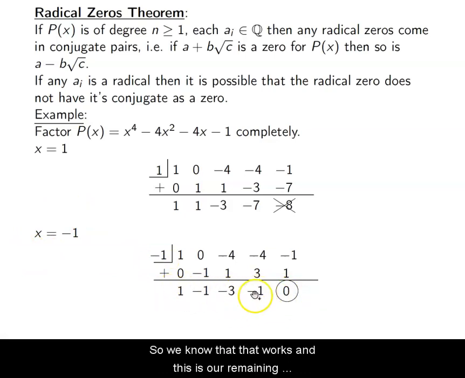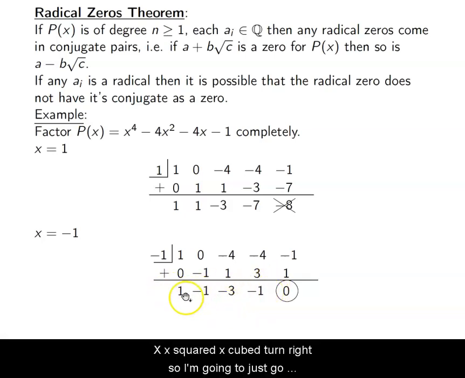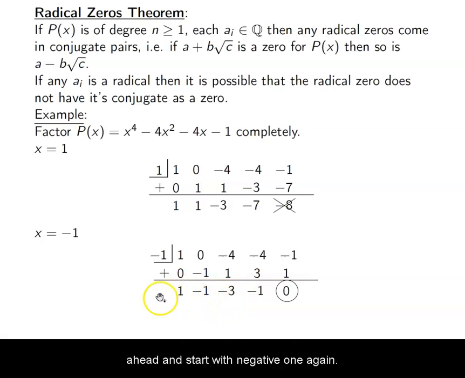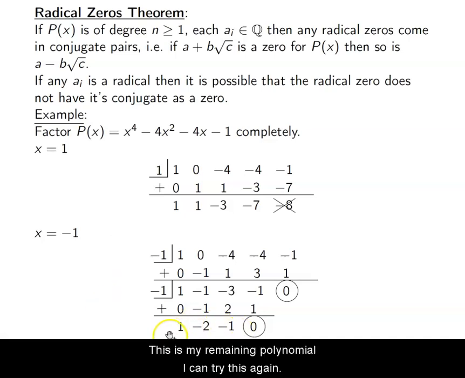And this is our remaining polynomial, constant, x, x squared, x cubed term, right? So I'm going to just go ahead and start with negative 1 again. Start it all over. So I get 1. Multiply is negative 1, add is negative 2, multiply is positive 2, add is negative 3, multiply is positive 1, and works out again. So x equals negative 1 is so far a root of multiplicity 2. So that means x plus 1 is a factor twice. Okay. This is my remaining polynomial.